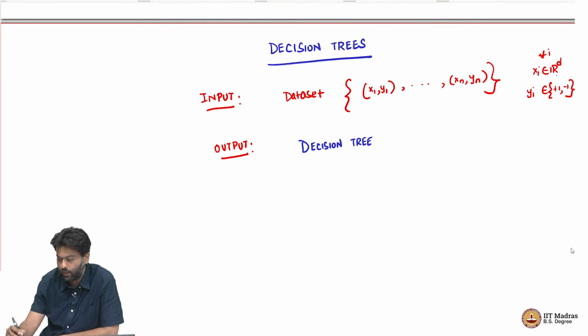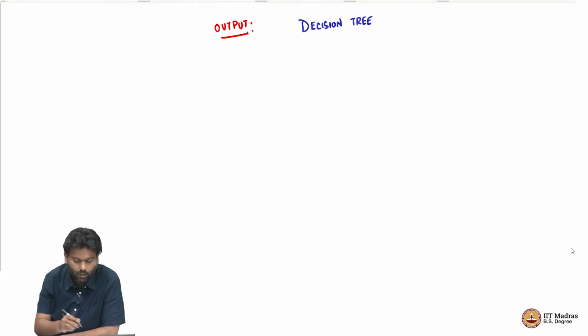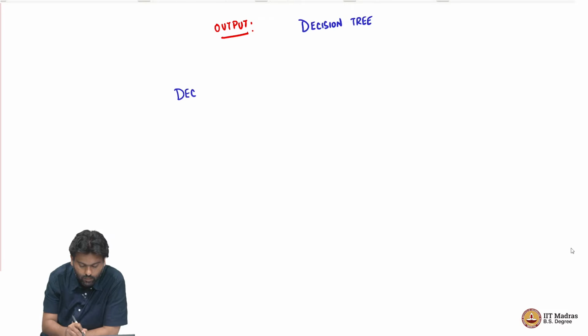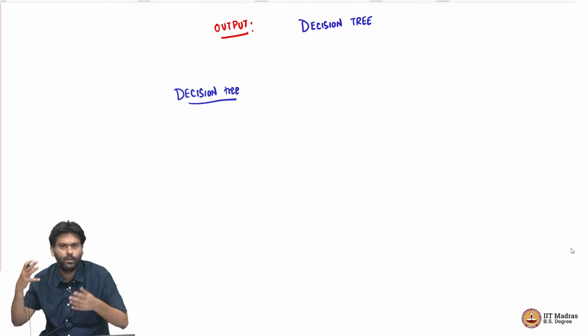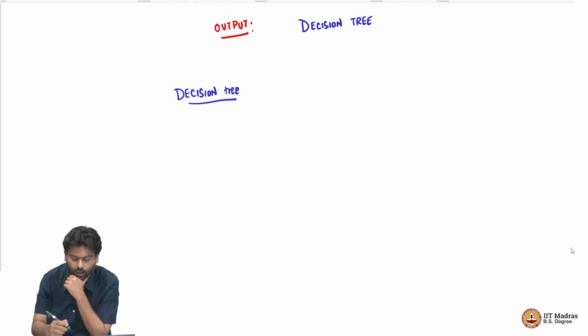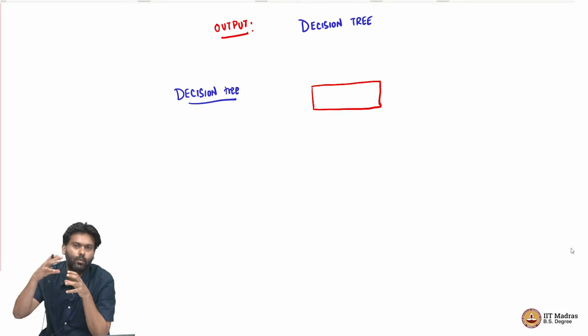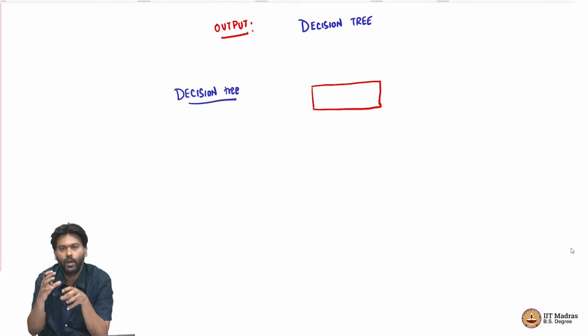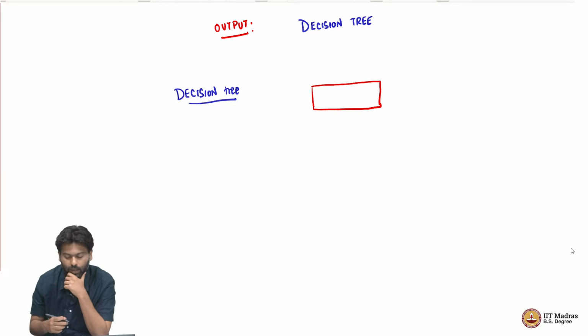So, what is a decision tree? A decision tree is a tree in the computer science sense. It is a binary tree, a rooted tree. It is going to have a root node, then some internal nodes, and then some leaf nodes. That's how a tree typically is.